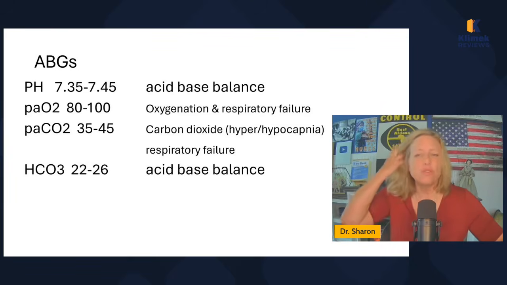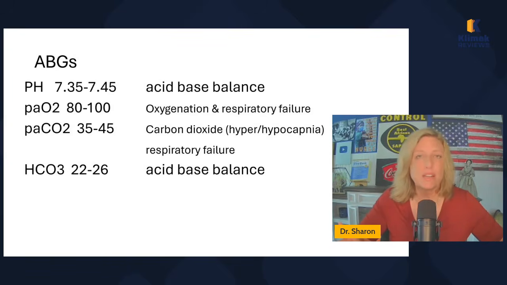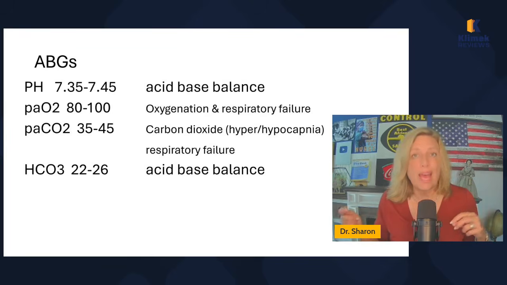So first of all, you do need to know the normal values. pH is 7.35 to 7.45, and this gives an indicator of acid-base balance. The PaO2, it's millimeters of mercury, is between 80 and 100. This gives you an indication of oxygenation. And if they're going into respiratory failure, the PaCO2 is between 35 and 45. That tells you carbon dioxide. They can say hyper or hypocapnia, so high or low carbon dioxide.